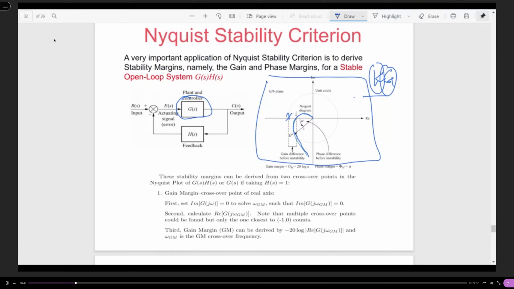So if K is larger than 1, then you basically push this point to the left. If K is less than 1, then you are pushing this point to the right. This is because we are evaluating the plot along this direction. Each direction is expanded by the same factor, but my major concern is along this direction, the -180-degree direction.